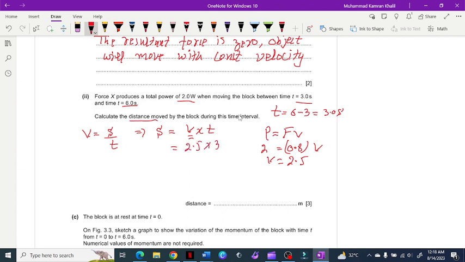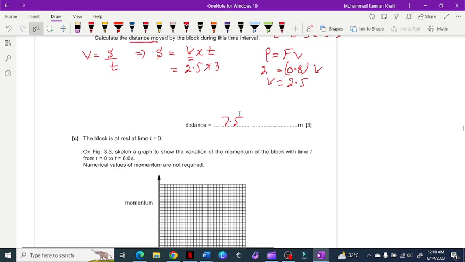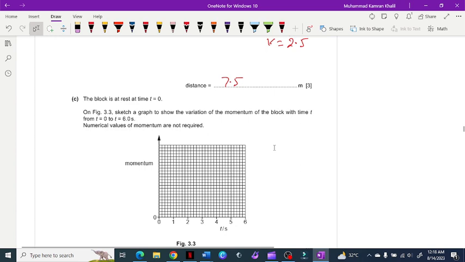2.5 multiplied by 3 seconds, and then we will get 7.5 meters. So again I got the answer in 2 significant figures, so no need to convert. The block is at rest at time t equal to 0. It means that the graph will start from the origin.